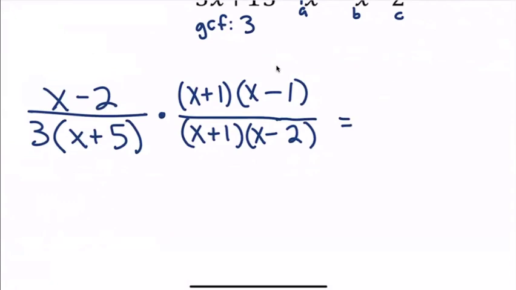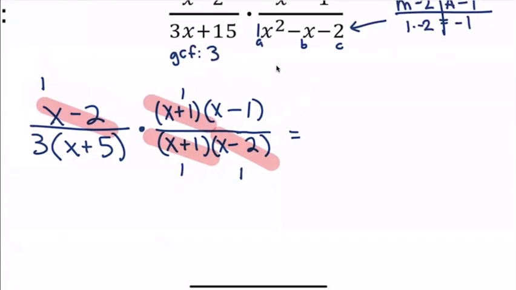Now remember, I'm going to see if I can simplify. I'm looking for something that matches in the numerator and the denominator. It doesn't matter if they're in the same fraction or the other fraction. So I have an x minus 2 on top and an x minus 2 on the bottom. Anything divided by itself is 1. And then I have an x plus 1 on top and an x plus 1 on the bottom. Anything divided by itself is 1.